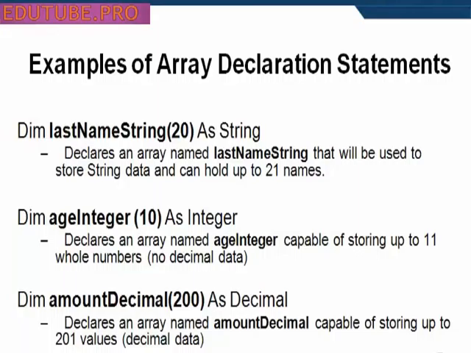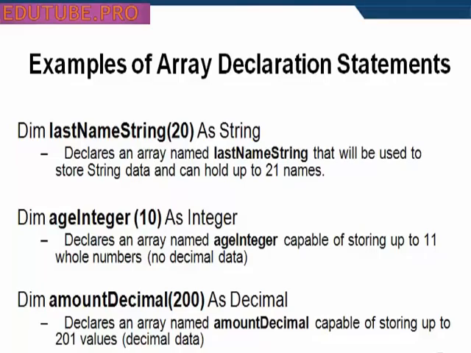So, specific examples of array declaration statements. In the first example, we have an array called lastNameString. This declares an array that will be used to store string data and can hold up to 21 names. Note that 20 is the highest subscript, and it can hold 21 names because the first location is actually numbered 0.